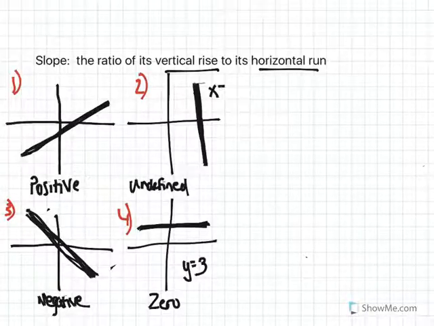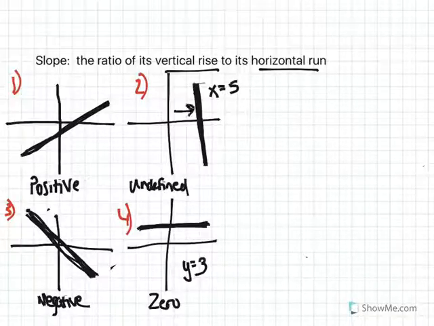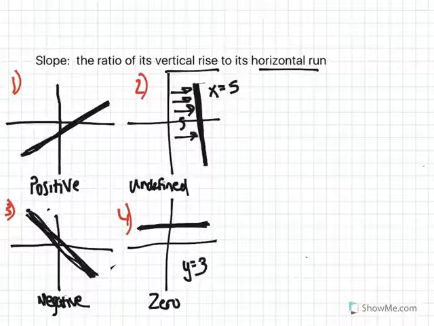Any line like x equals 5 will be this, because the line is going over by 5 every single time. It's never changing. And here, the line is going up by 3 every single time.